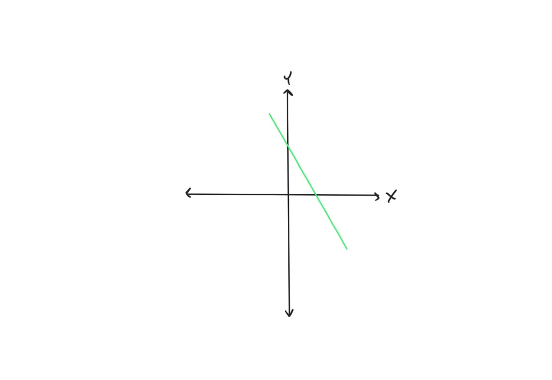So let's imagine this line. And the intercepts are the points where this line crosses our x and y axes. So for this line I just drew, we would say that our y-intercept is right here and our x-intercept is right here. Let me get those labeled.